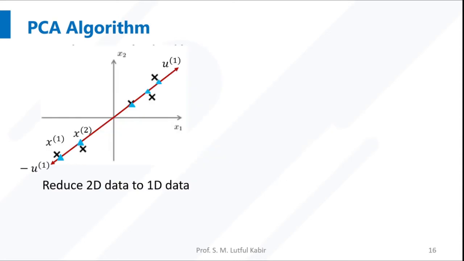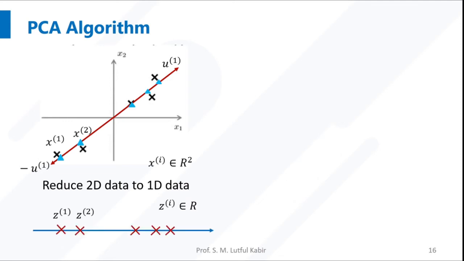Reduce 2D data to 1D data, as we discussed in the previous slide. In that example, we showed that xi is of order 2. If you want to convert this data into a single dimension, x1 will be converted to z1, x2 will be converted to z2, and each zi will be a real number. That means the order will be 1.